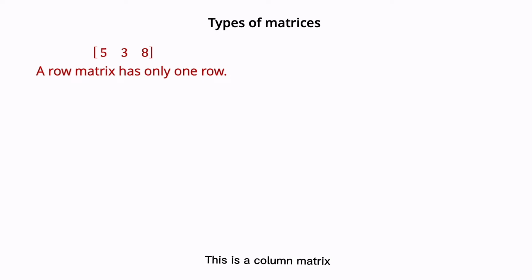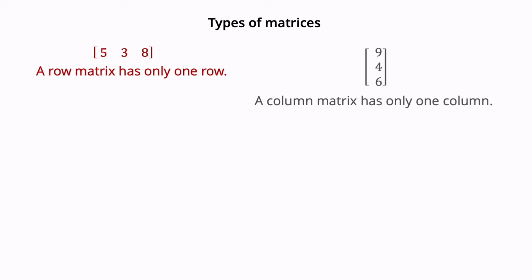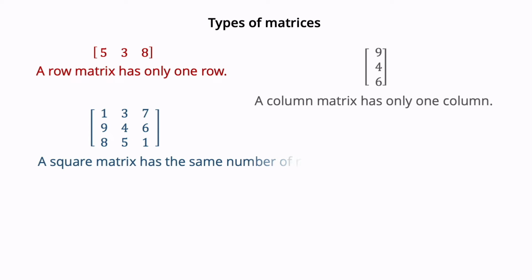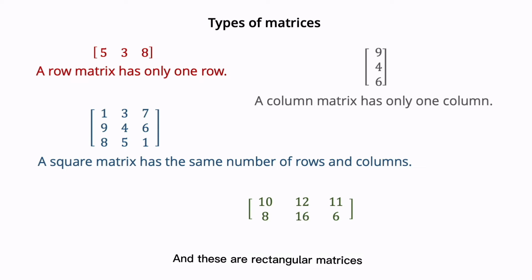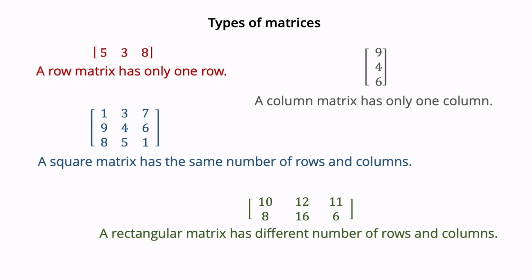Types of matrix. This is a row matrix. A row matrix has only one row. This is a column matrix. A column matrix has only one column. These are square matrices. A square matrix has the same number of rows and columns. And these are rectangular matrices. A rectangular matrix has different numbers of rows and columns.